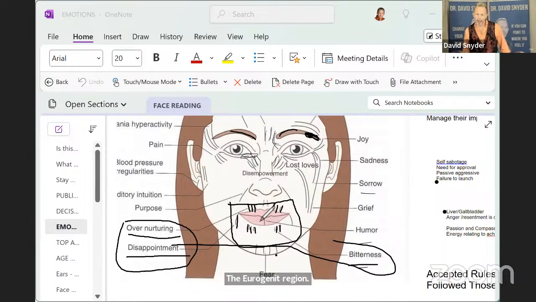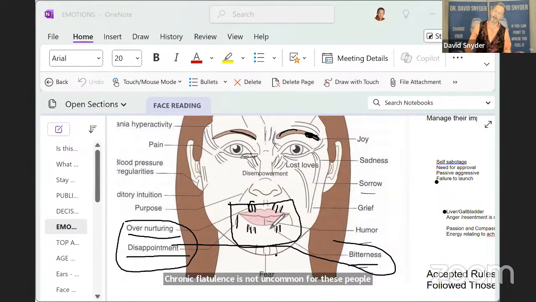And so a lot of times these people will have IBS, they'll have Crohn's disease, irritable bowel. What's the other one? Chronic flatulence is not uncommon for these people because there's a lot of stagnation and repressed emotion being locked in the intestines. Intestines will be very dry, so you might see constipation or diarrhea. Okay. Now we're getting into the medical side of things, but the emotions and the energetics of the system feed off of each other.